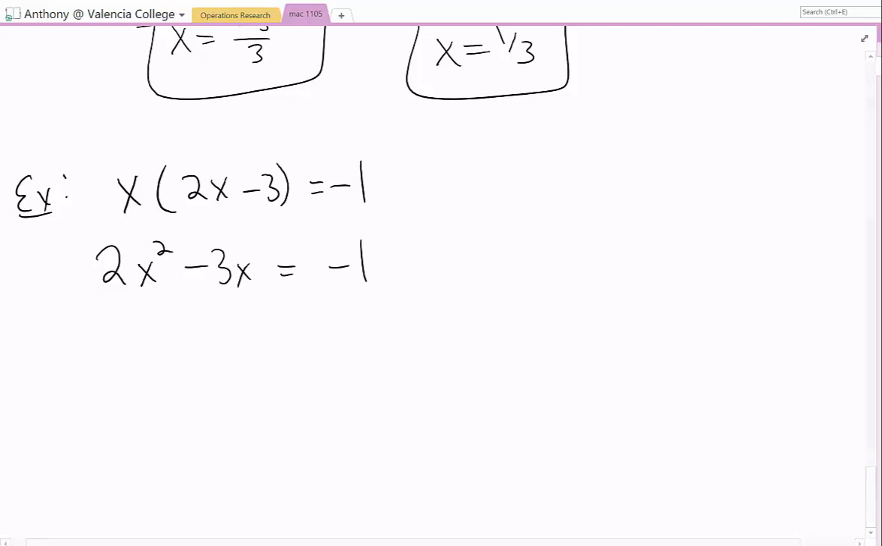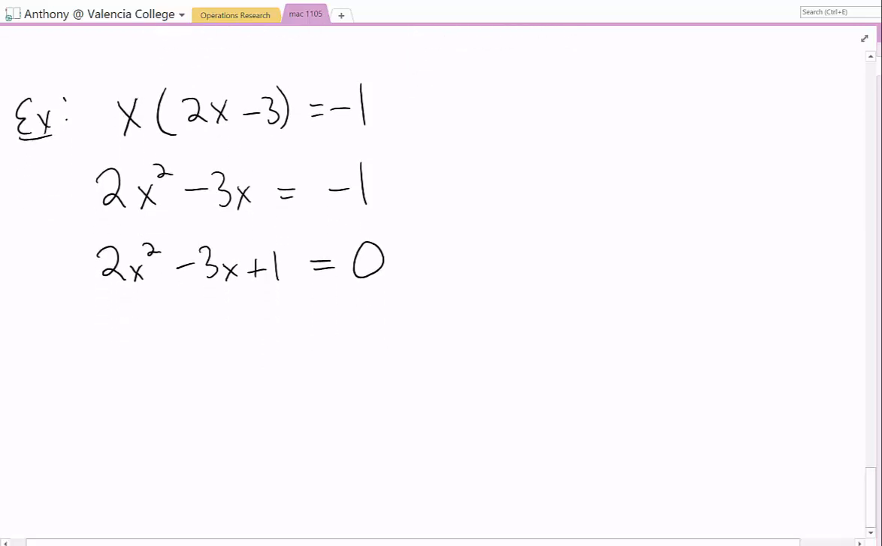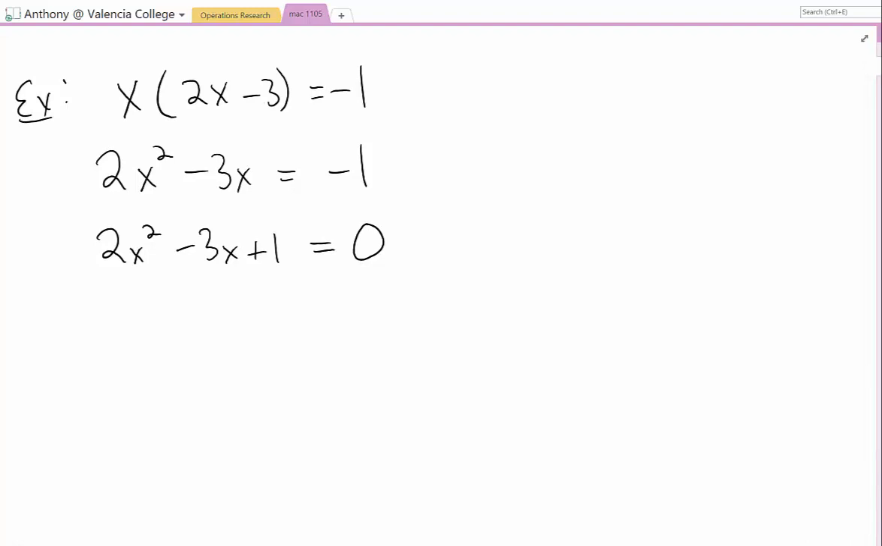Then what do we do? To get it in standard form, we have to move the negative 1 over to the other side. How do we do that? We do that by adding 1. So 2x squared minus 3x plus 1 is equal to 0. And now we're in standard form. And now I'm going to do AC grouping once again.